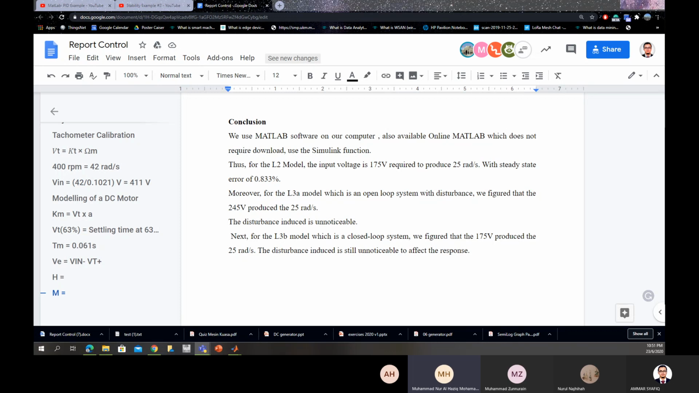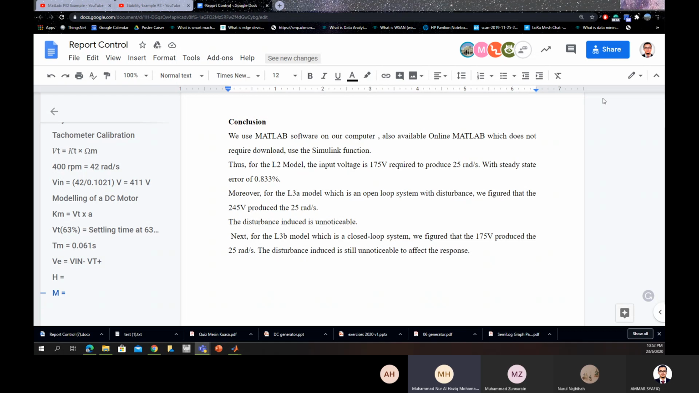For the L2 model, in order to produce 25 radian per second, we need 175 volts with a steady state error of 0.833%. For the L3A model, which is an open loop system with disturbance, we found that 245 volts produce the 25 radian per second. The disturbance induced is unnoticeable. Next, for the L3B model, which is a closed loop system, we figured that 175 volts produce 25 radian per second, and the disturbance induced is also unnoticeable in the response.